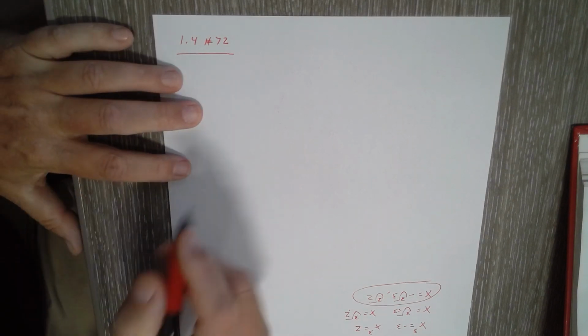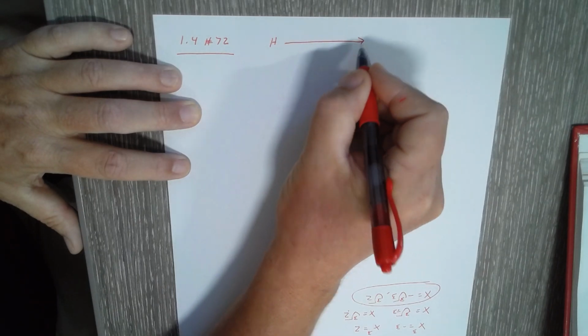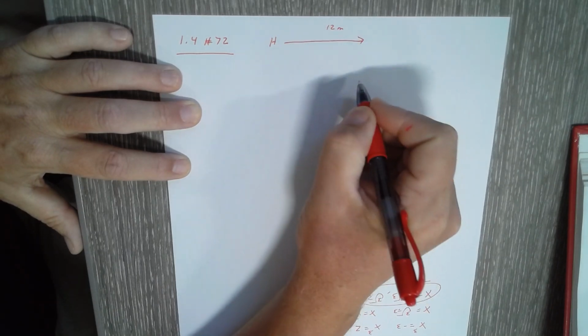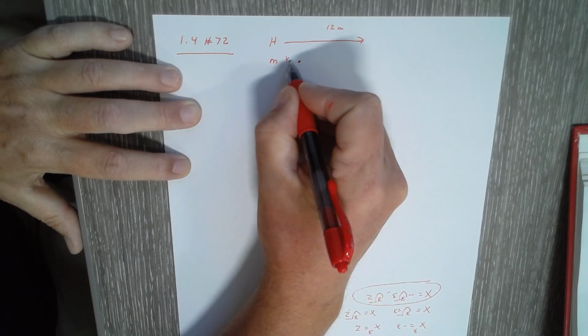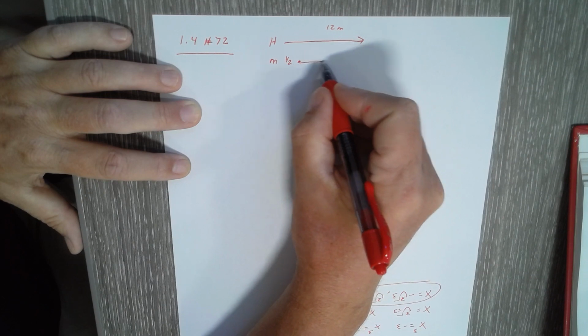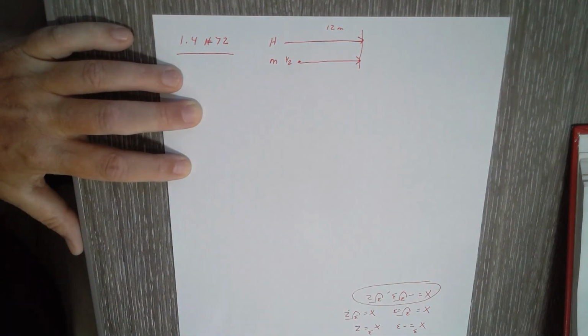So this is what it looks like pictorially. Here I've got Hector. Hector's taken off. He's going to run a total of 12 miles. Maureen's over here. She's going to start a little later, which is a half an hour later, and she's going to pass him at the 12-mile marker.